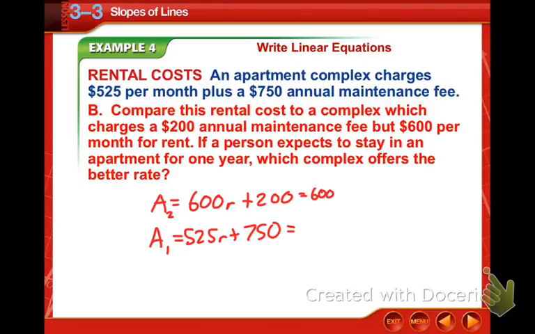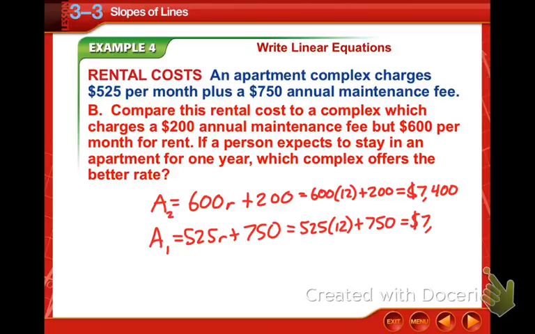So 600 times 12 plus 200 comes out to be $7,400, or $525 times 12 plus $750, which comes out to be $7,050. So apartment 1 is cheaper.